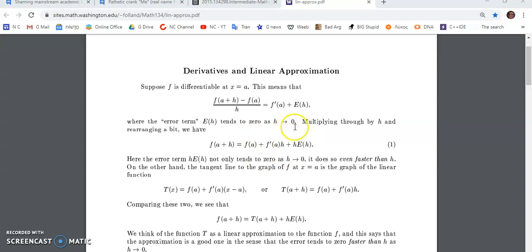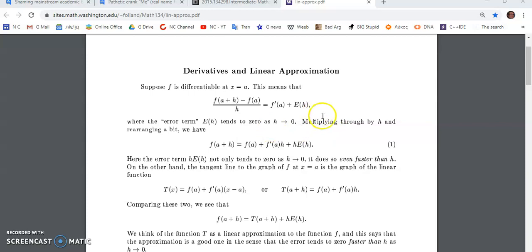Excuse me for laughing, because first of all, he doesn't even define E of h. He just says it's a function E of h. But in all truth, this slope component is not only a function of h. It is a function of both x and h. It cannot only be a function of h.